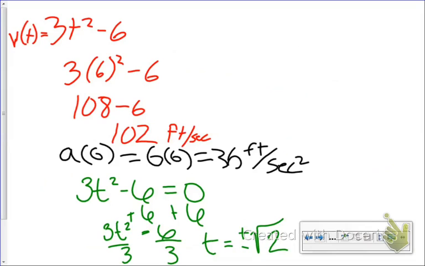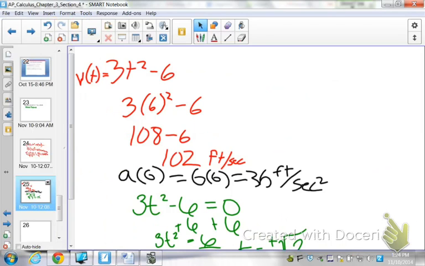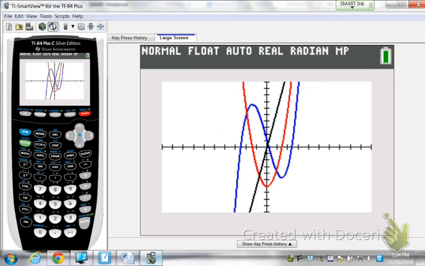Someone give us a decimal for square root of 2 from their calculator. Gianna, you got your calculator right there in front of you. Give us a number for square root of 2. 1.414. Okay, 1.414. The reason I'm asking is because let's go back now to our graphs on the graphing calculator for a moment. The question was where the particle changed direction, and that was at 1.414 and negative 1.414.